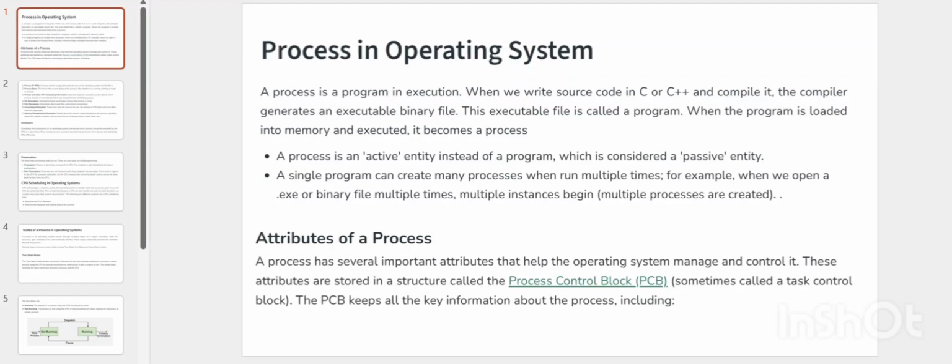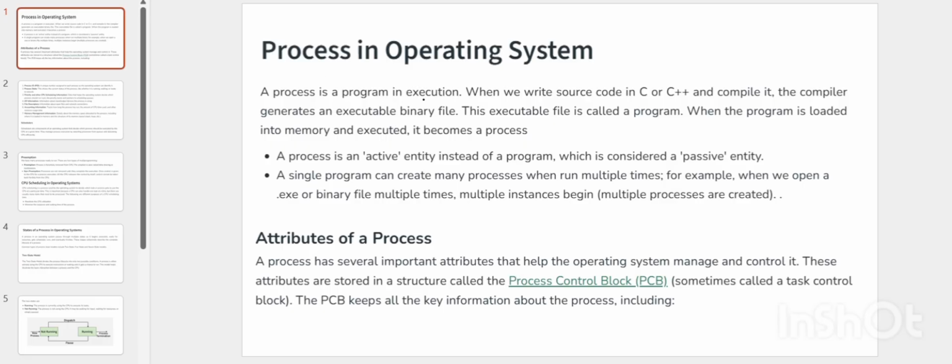Hello everyone, my name is Disha Chawla and today I will be explaining what a process is in simple words, different states or stages of processes, and also some related concepts as well. So first let us take a look at what is a process in operating system.